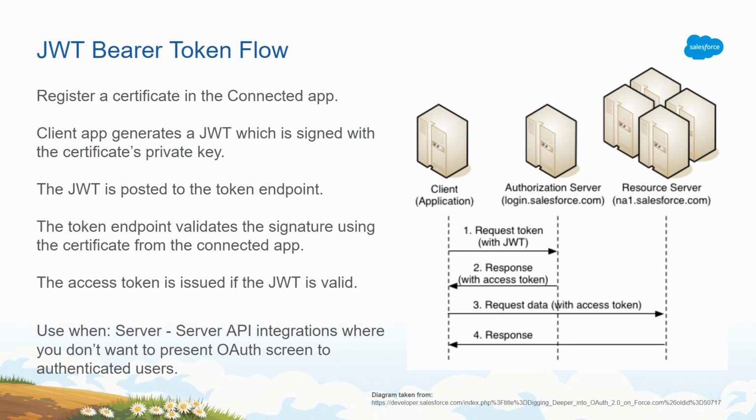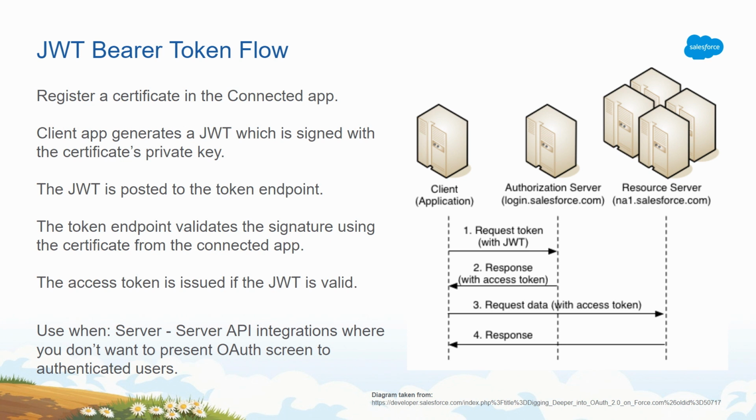Then this payload is going to be posted to the token endpoint, as we can see in this figure here. The token endpoint in Salesforce is going to validate the signature because it has the certificate. It knows that the client application has used this certificate to sign the payload. Therefore, the access token is then issued to the application. Once the application has the access token, it can use the APIs to retrieve or write data into Salesforce. So to summarize, the use case here is when you have a server-to-server API integration.